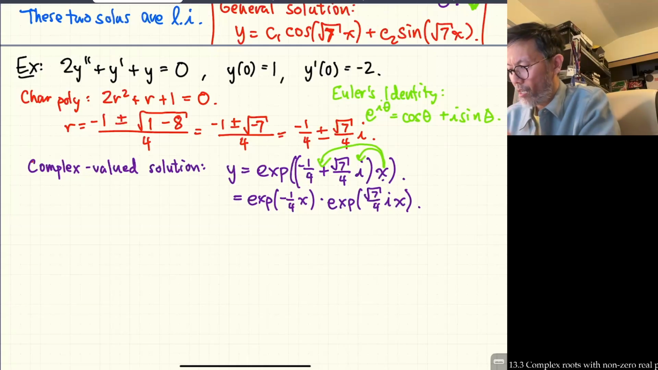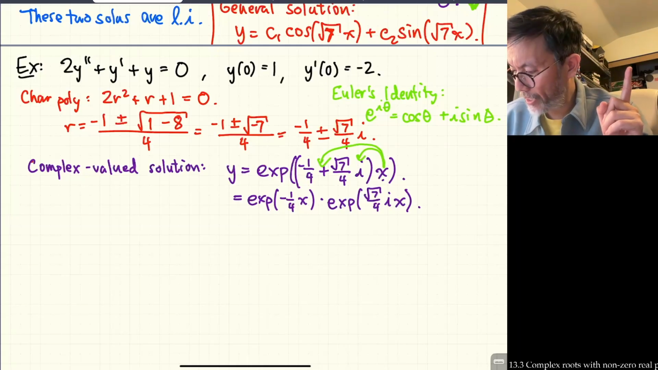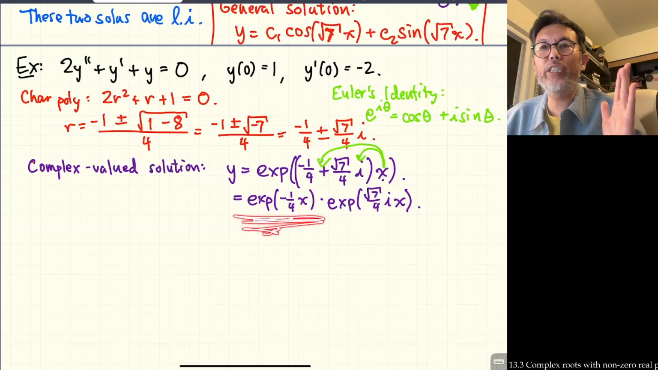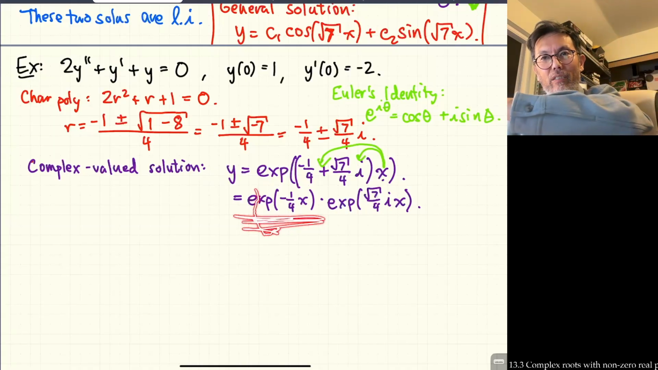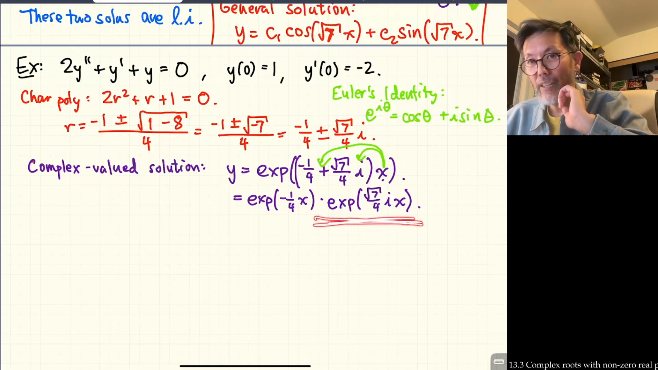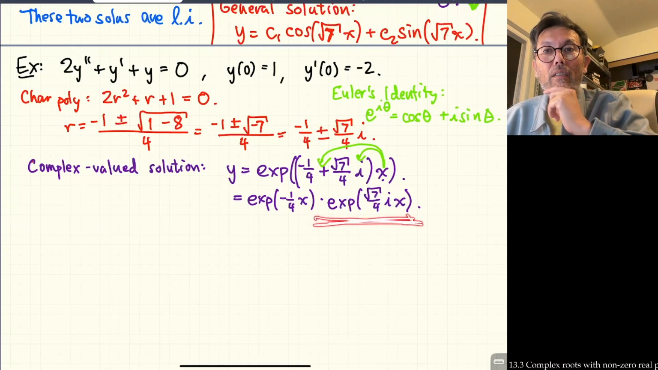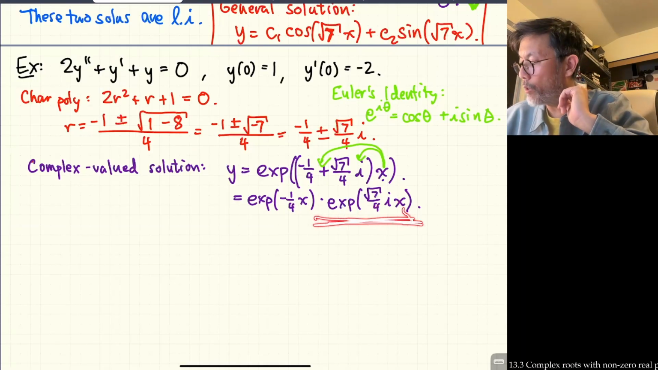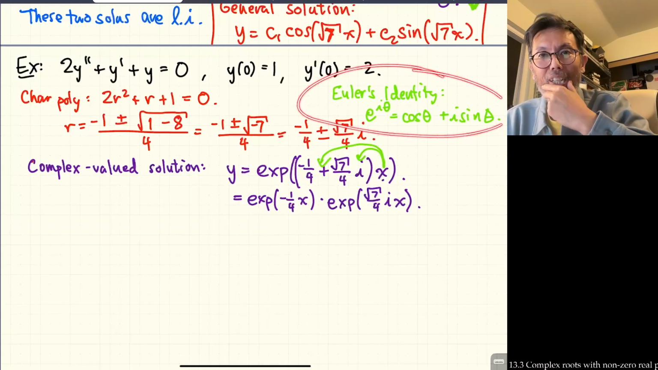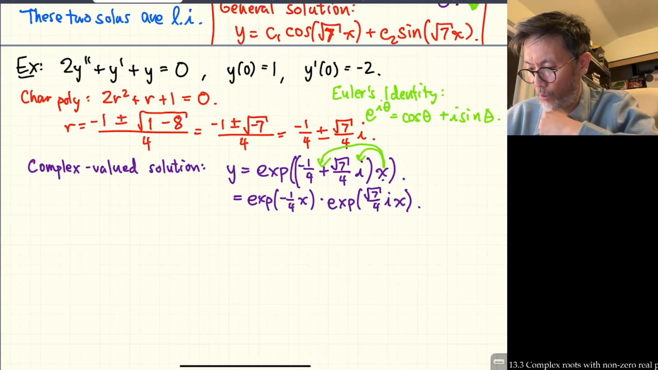Now, this part right here is just some real valued function. We know it. It's a decaying exponential, right? So that's cool. This part right here is truly complex, and for that one, we want to break it down into its real and imaginary parts using Euler's identity. So that's what we're going to do.